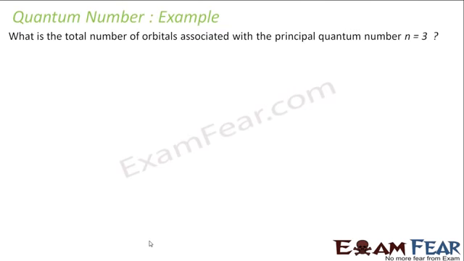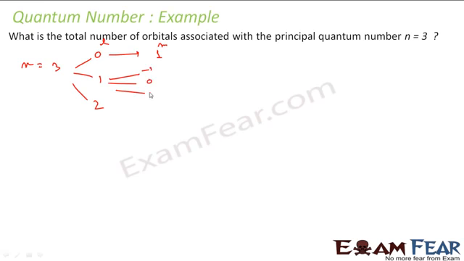We'll take some examples. What is the total number of orbitals associated with principal quantum number 3? So let's take this. If my n is equal to 3, my L can have values 0, 1 and 2. I have to find the number of orbitals. For 0 I have only one orbital. For 1 I have orbitals -1, 0 and +1. For 2 I can have orbitals -2, -1, 0, +1, +2. So if you add, how many orbitals have I got: 1, 2, 3, 4, 5, 6, 7, 8, 9. So there are 9 orbitals.